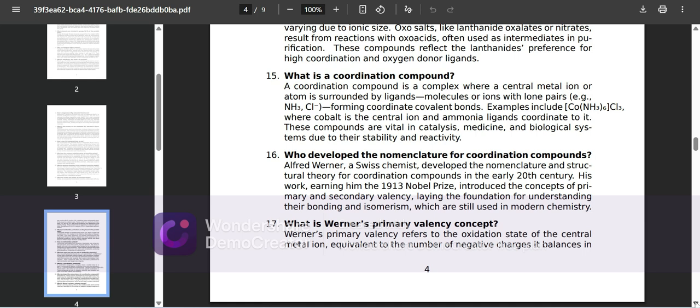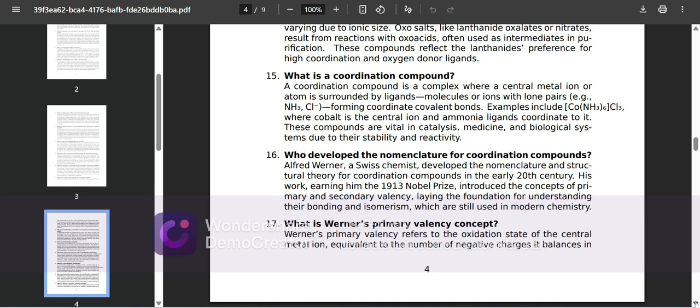What is a coordination compound? A coordination compound is a complex where a central metal ion or atom is surrounded by ligands, molecules or ions with lone pairs, such as NH3 and Cl minus, forming coordinate covalent bonds.